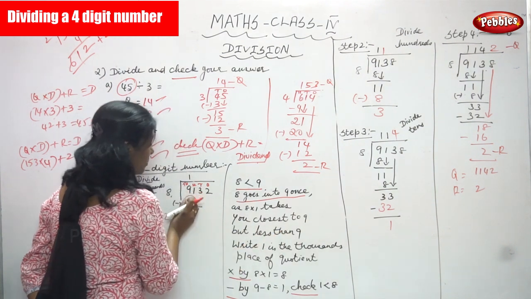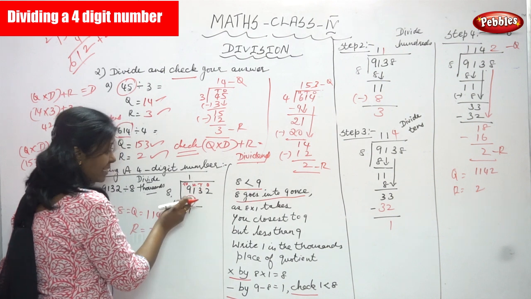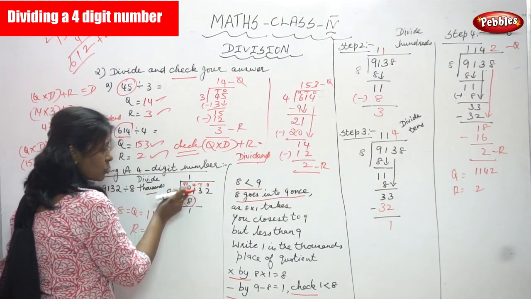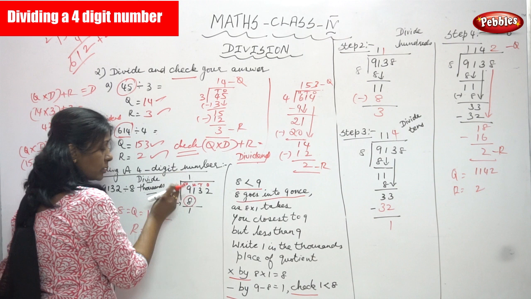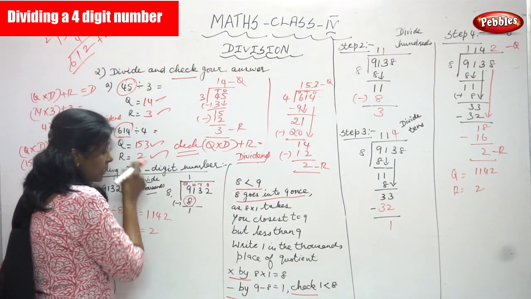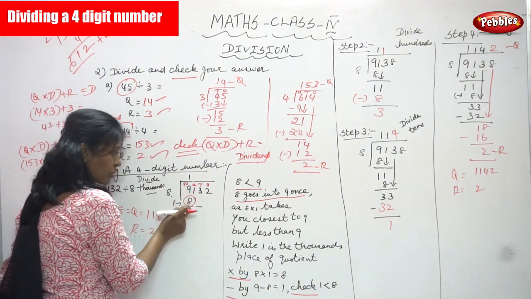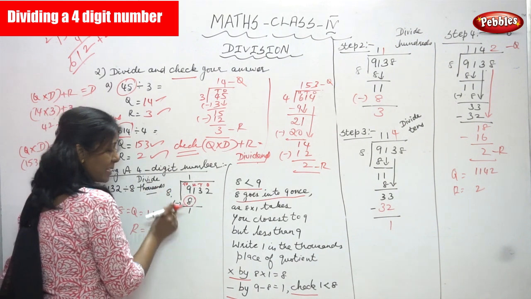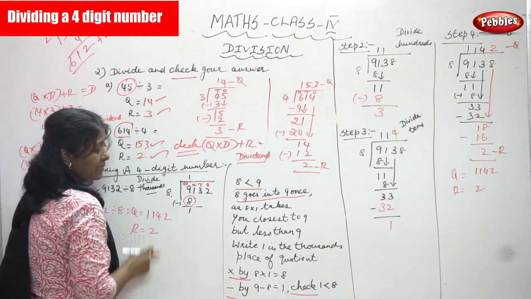Whatever the number you take for division, the number you write should always be closest to that particular number, but at the same time less than that particular number. That is very important.